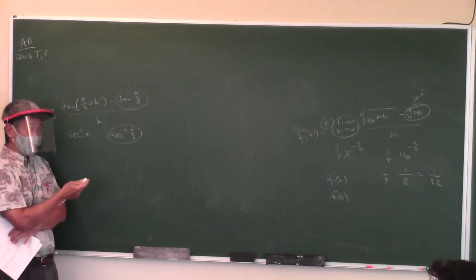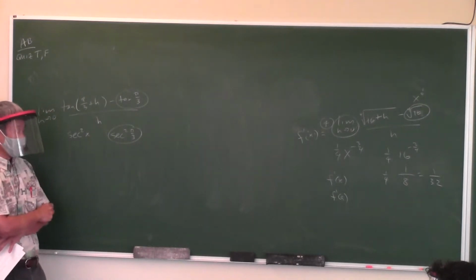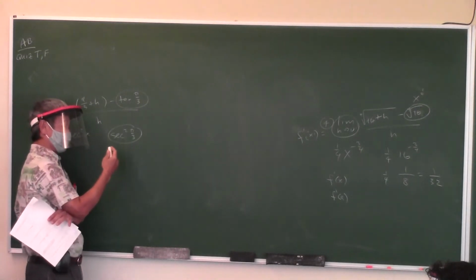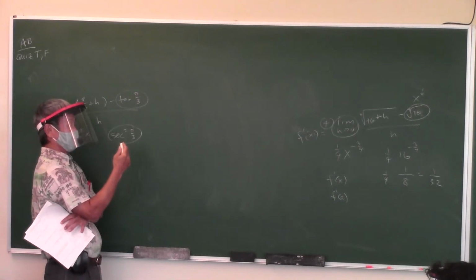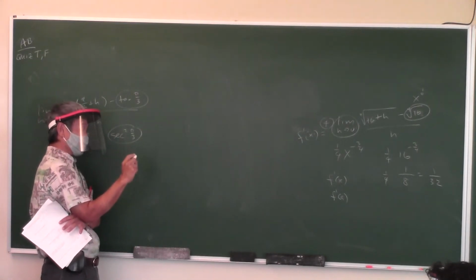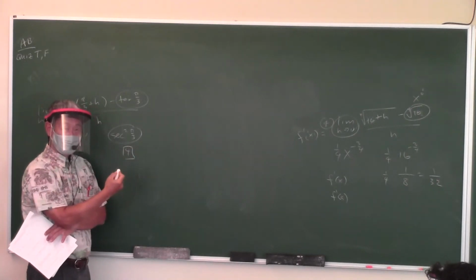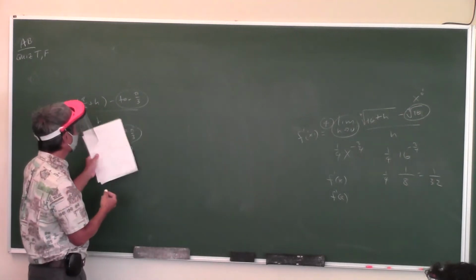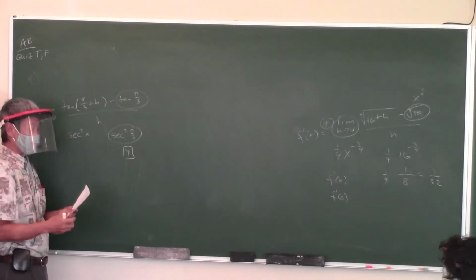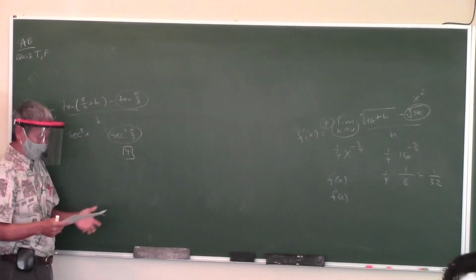So now you're gonna know your trig values. What is the secant of pi over 3? What is the cosine of pi over 3? 1/2, so flip it over. 2 squared, 4, so the answer is 4. This simply means you're computing the slope of the tangent line when x is pi over 3.